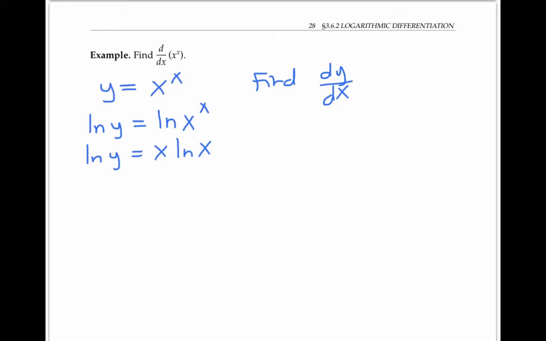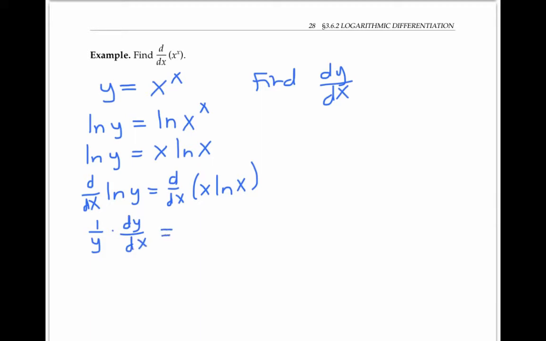Now we have y implicitly defined in terms of x, so let's use implicit differentiation. We'll take the derivative of both sides with respect to x. And now we should have no trouble taking the derivatives because we've gotten rid of the awkward exponential expression. So the derivative on the left of ln y is 1 over y times dy dx, and the derivative on the right, using the product rule, is x times 1 over x plus 1 times ln x. This simplifies to 1 over y dy dx equals 1 plus ln x.